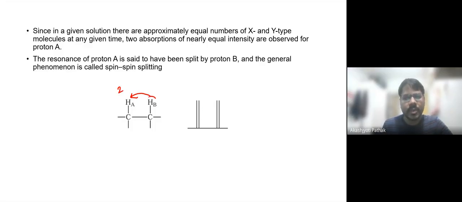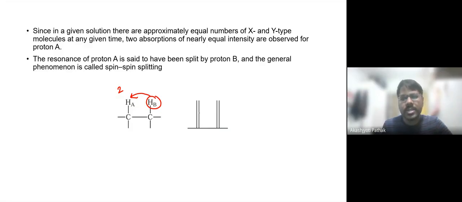Similarly, this HB proton will be split by this HA proton into a doublet. So that is why you are getting two doublets over here. One is for the HA proton and another is for the HB proton.